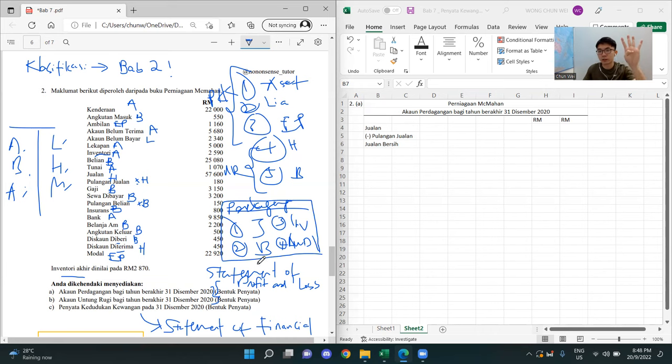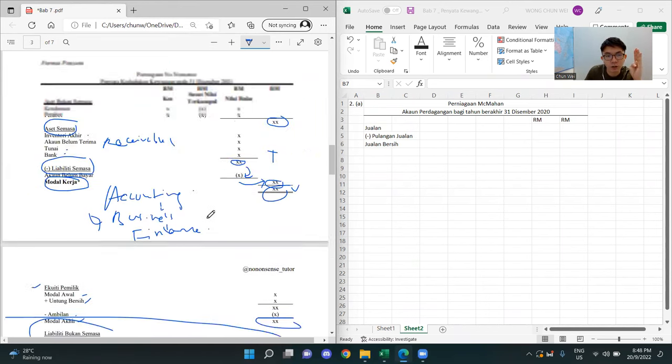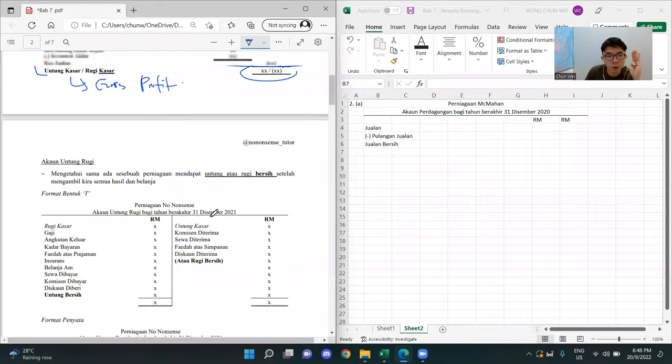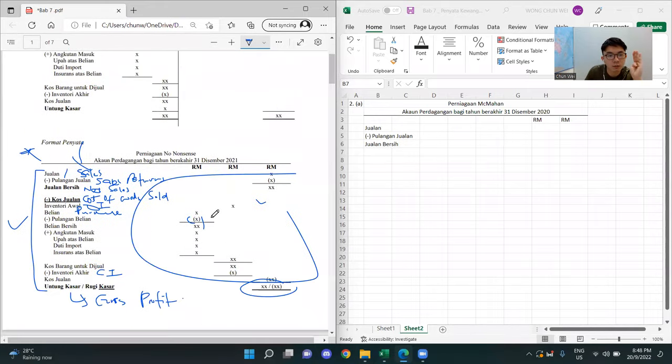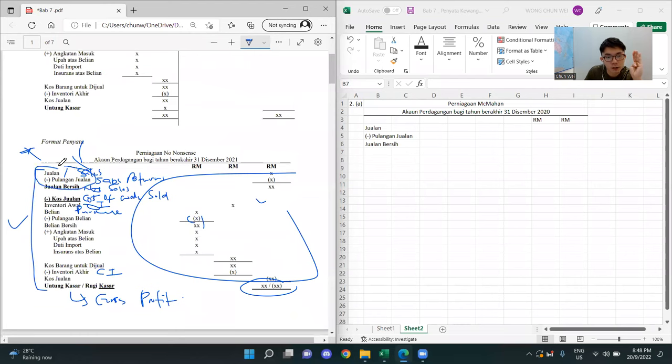Do you guys remember these 4 things? If yes, you give me a 4 in the chat box. So these 4 things, you check back to your account. Very simple. Always just these 4 things. Okay, now I'm going to prove to you. So, mesti ada jualan. Can you see all the jualan, pulangan jualan, jualan bersih is here. And then, the belian. You see or not? All the belian, pulangan belian is here. Lepas tu, your inventory. Your inventory awal, inventory akhir. Is it? And then lastly, the ABD is here.